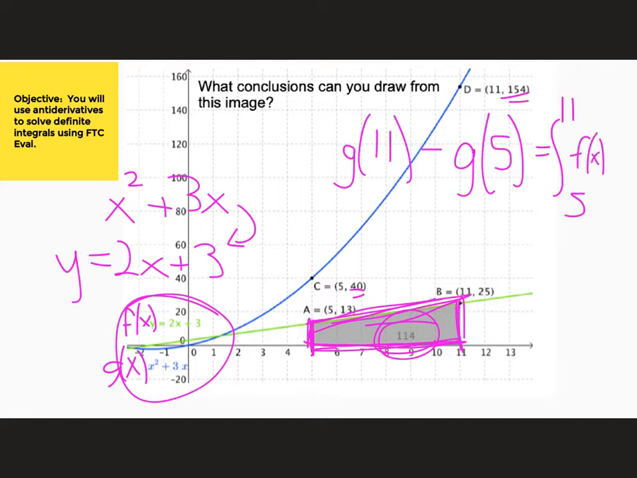It's the area under the curve. So the area under the curve for f from 5 to 11 is the difference between g of 11 and g of 5. But the derivative of g is f, so g is the antiderivative of f. So if I can figure out whose derivative f is, and then plug in these numbers, I can figure out the area under the curve. In this case it's a trapezoid. I could have done that in geometry, but I could also do it for other shapes.